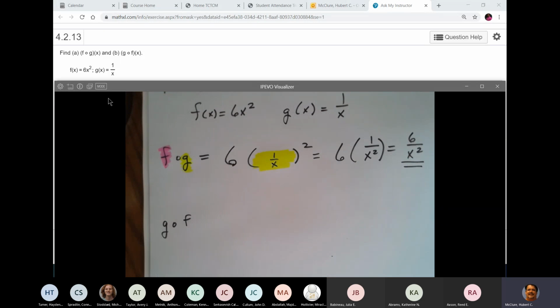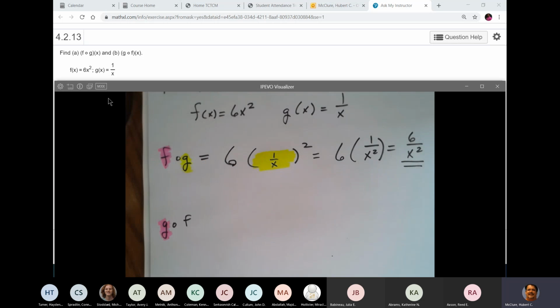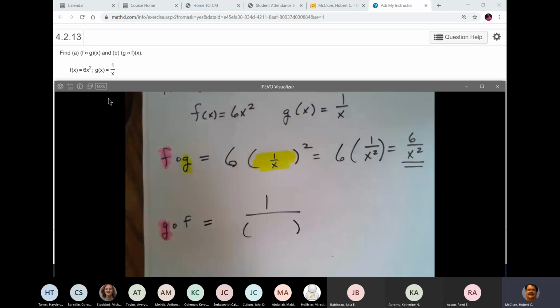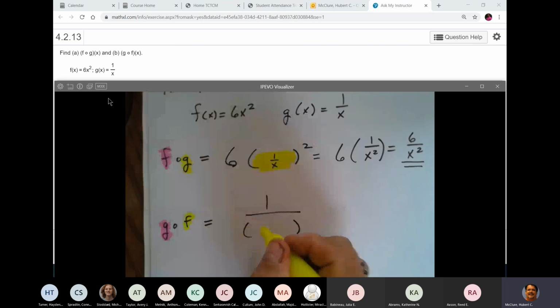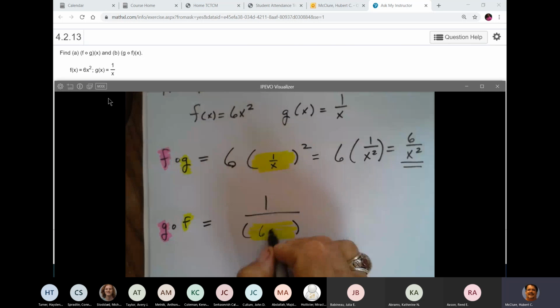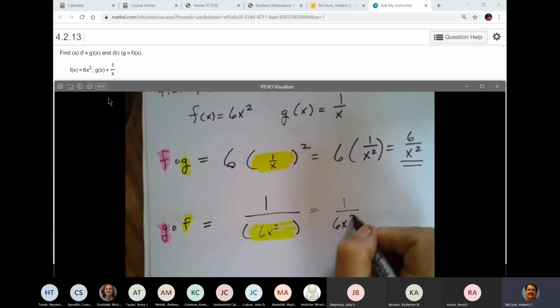G composed of f, I'm going to write g with a big old set of parentheses. And f is going to be plugged in. And f is 6x squared. So your final answer is 1 over 6x squared.